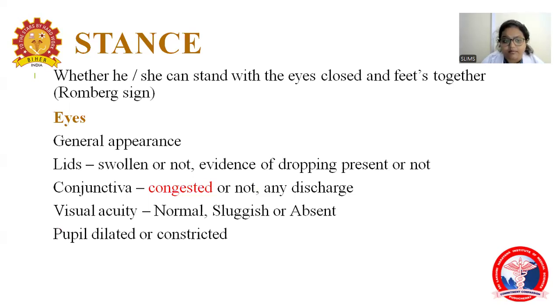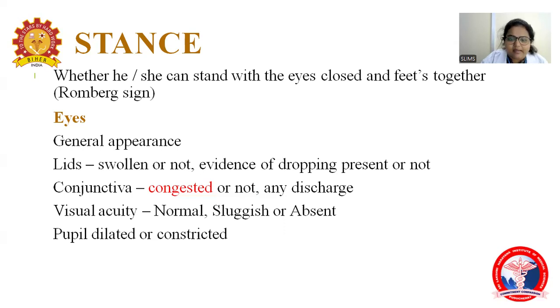Stance is something related to the Romberg sign, which is related to cerebellar functions and the equilibrium, where he or she is asked to stand straight near a wall, not leaning to the wall, without any support. The person is asked to stand with the eyes closed and the feet approximated together, with another person standing at the side to catch him if he falls. Okay, so that has to be checked.